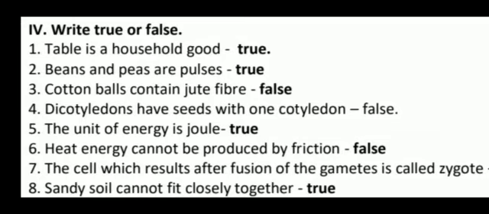Then next one, write true or false. Table is a household good. True. Then second one, beans and peas are pulses. True.